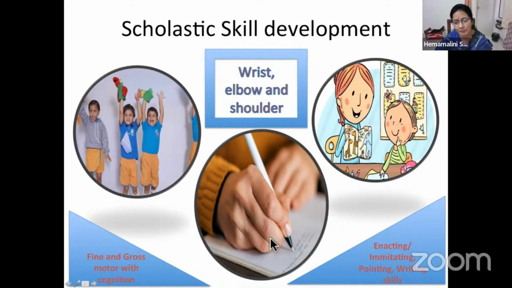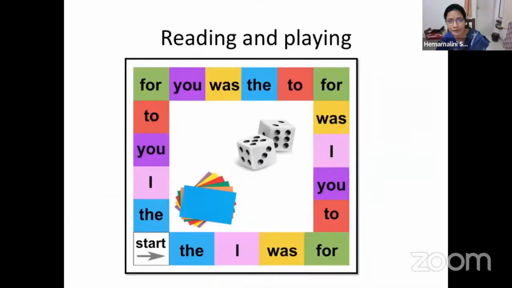So all these things happen when the muscle strength is developing, and good communication is also learned. All these things happen hand in hand. It cannot happen in isolation. And reading and playing is again a wonderful thing where the child has to read. Yes, the child has to read, but the child need not learn always in boredom. The child can play as well as read.